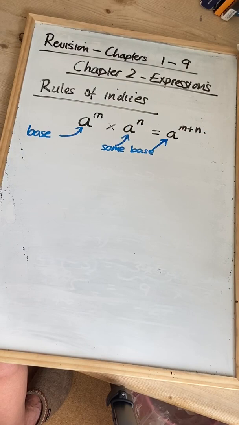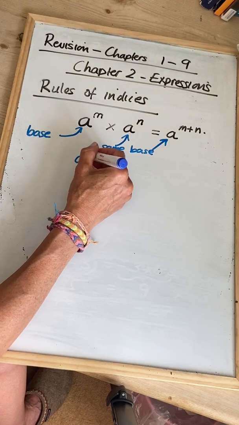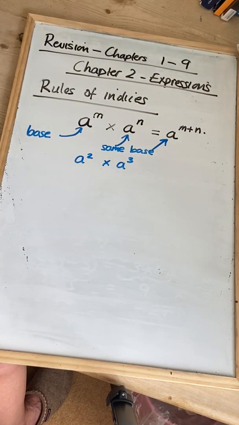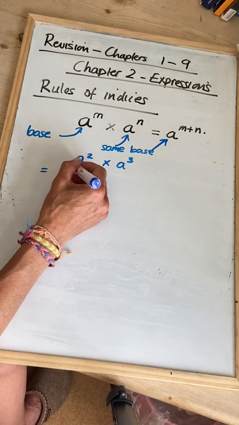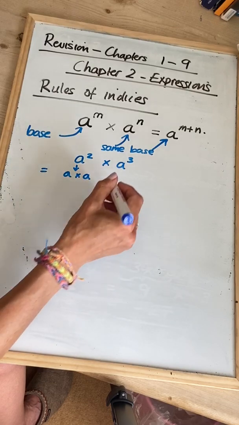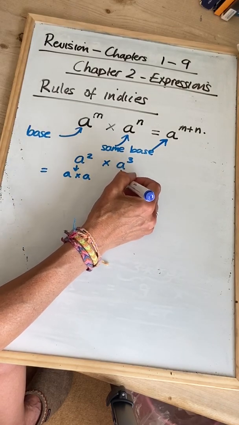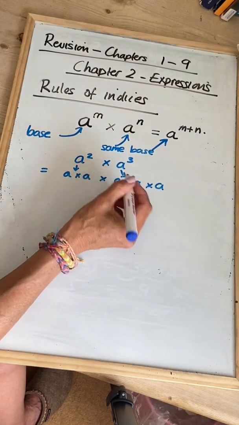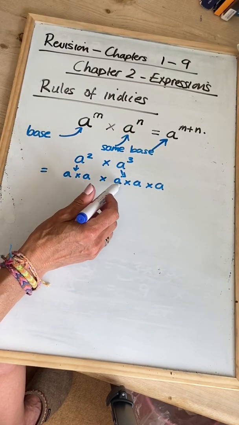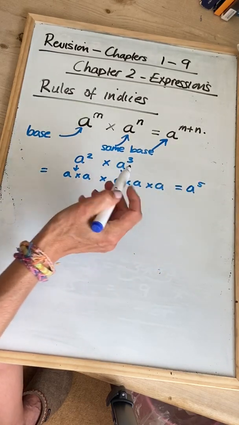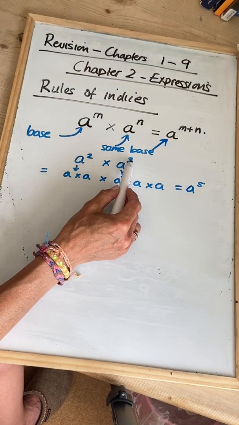And I'm just going to illustrate that with an example. So let's say I had, let's go for some small numbers, a squared times a cubed, okay? That is going to be, so this a squared is going to give me a times a, and this a cubed is a times a times a. We are multiplying that lot together. So how many a's have we got? 1, 2, 3, 4, 5. That's going to give me a to the 5, which as you can see is 2 plus 3.